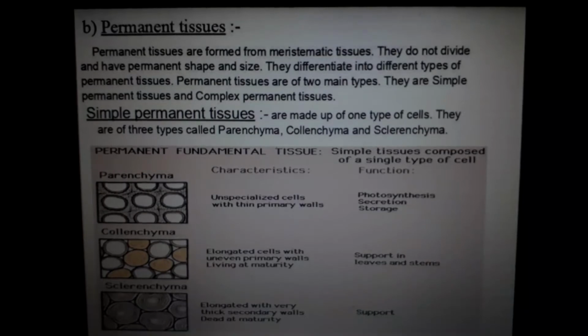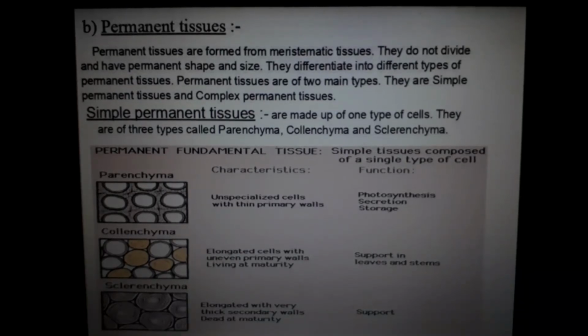Permanent tissues do not divide and have permanent shape and size. That's why they are called permanent tissues. They are also divided into two: simple permanent tissues and complex permanent tissues. Simple permanent tissues means they are made up of only one type of cells. Understand? That's an important point.